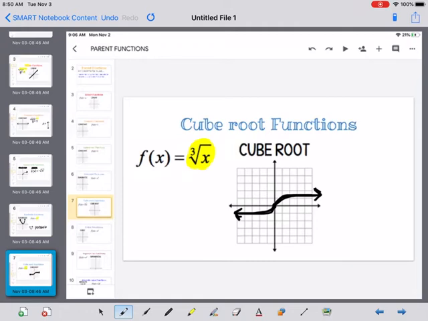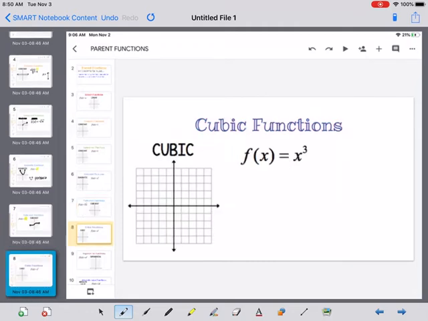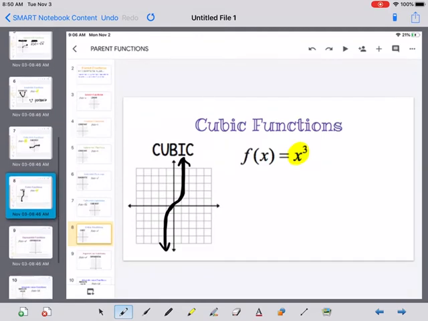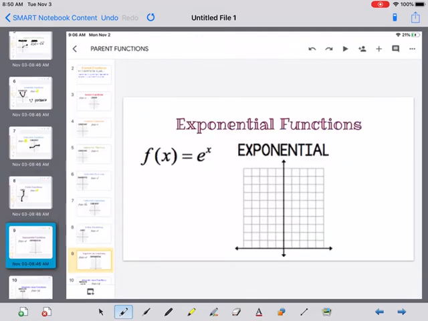That's their parent function. You then have cubic, so any equation that starts with x cubed is going to have that vertical version of that stretched out S. So then we have cubic, and you notice it goes through 0 first.